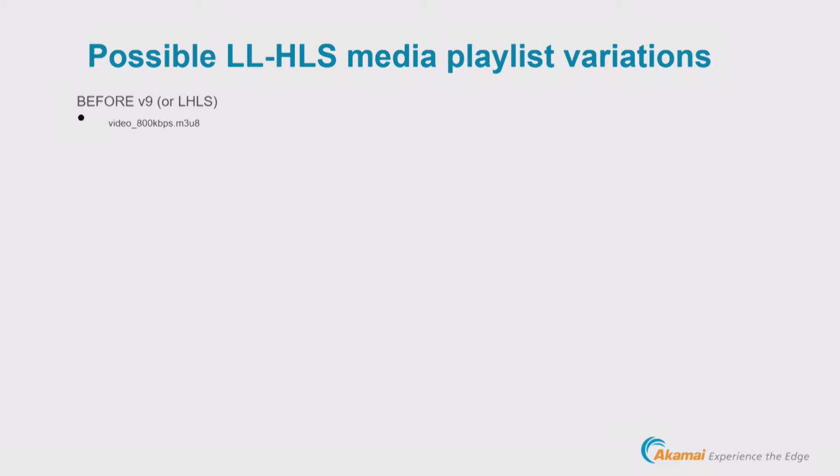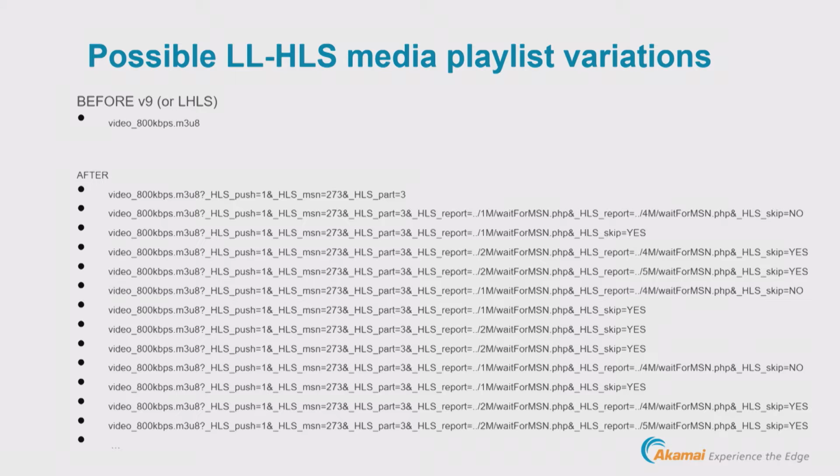LL-HLS also introduces a new topic, which is media playlist variability, because it introduced the ability to have query args to modify the playlist. So if we look at older Apple before V9 or else an LHLS implementation, you essentially have one media playlist. So there's our 800 kilobits per second video playlist. As we shift to the new low latency solution, there's a lot more options. So here I show it. Clients requesting push, clients requesting media sequence number 273, but then differing in whether they're requesting a report or requesting skip function, which is entirely rational.